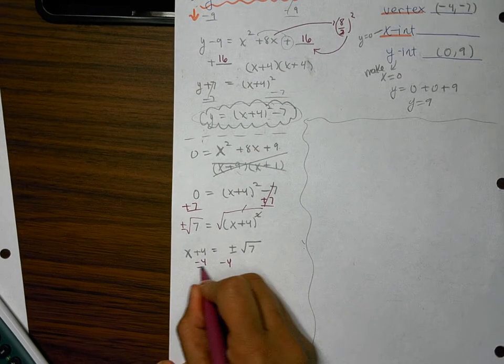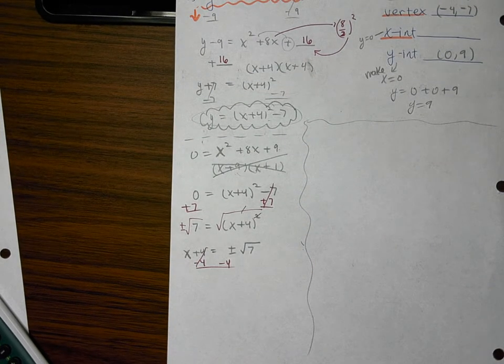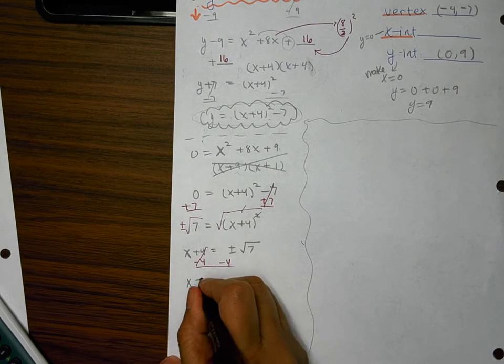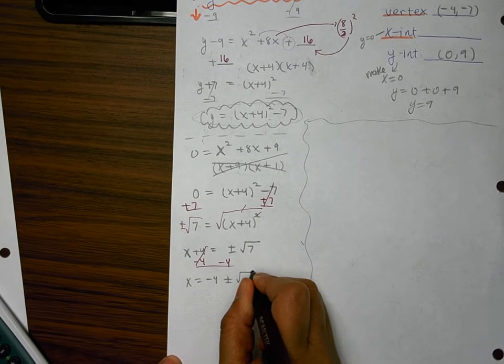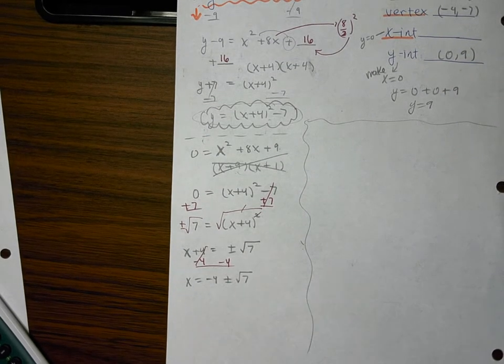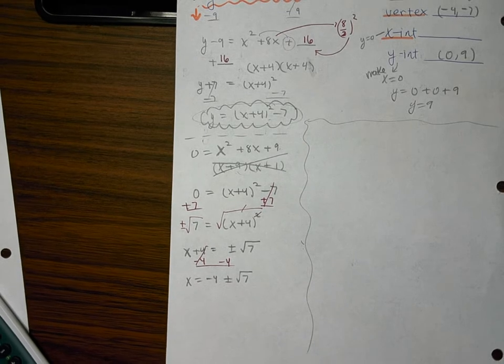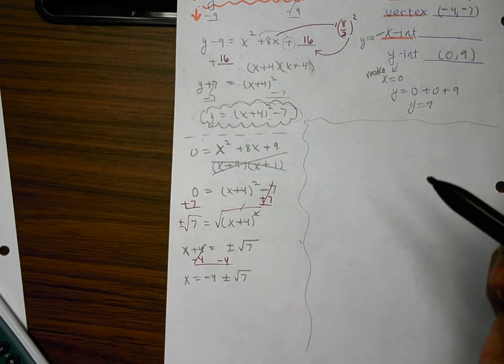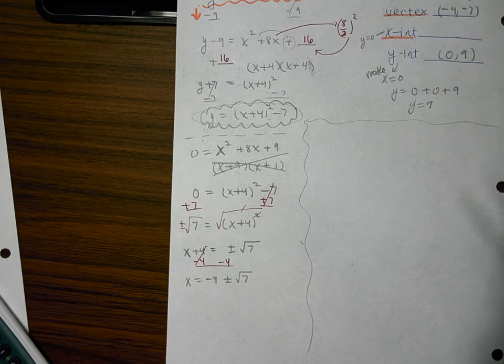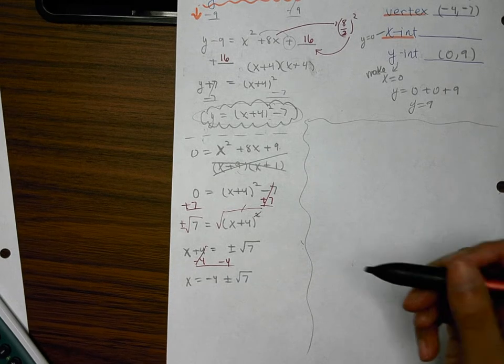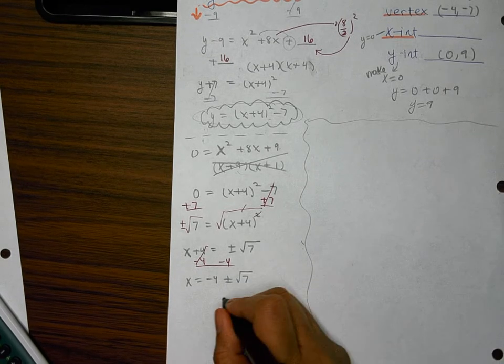Subtract 4, x equals negative 4 plus or minus root 7. They are not like terms, so typically we'd stop here. This is it. But since they're asking us to graph, and you will have some like this on your worksheet, I need to change this to a decimal.